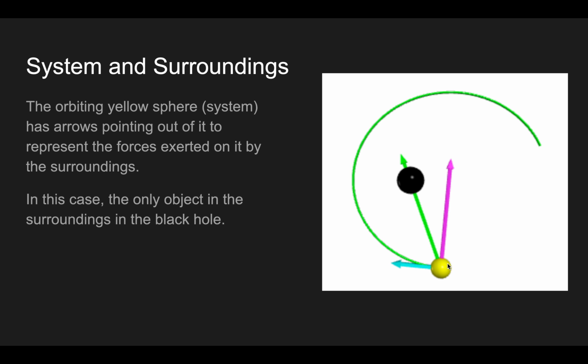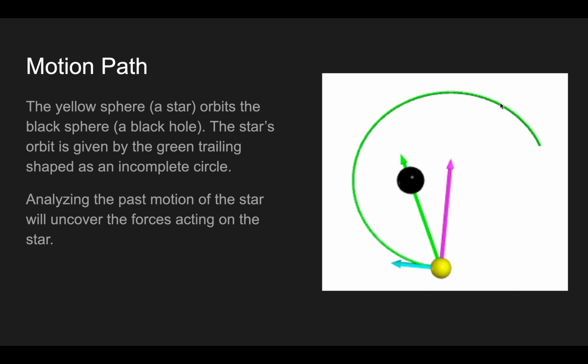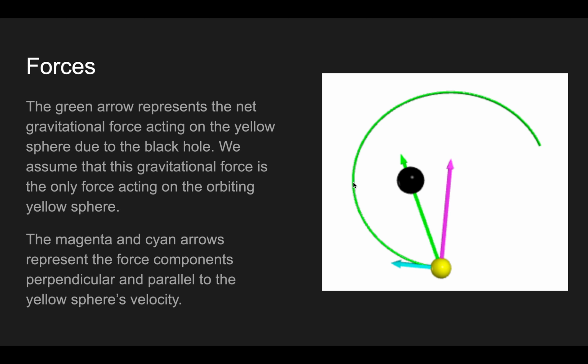The star is our system, and the surroundings are composed only of this black hole right here. This green path is the path that the star takes as it goes around the black hole once. And these arrows represent the perpendicular, parallel, and net parts of the force acting on the star.